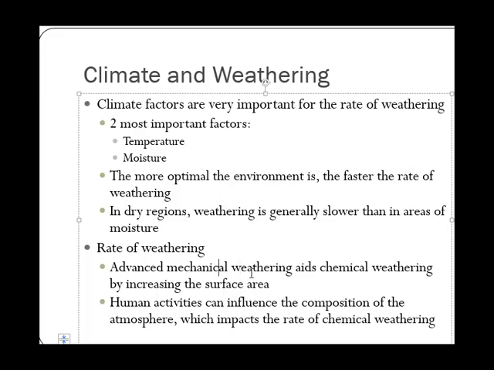Okay, so advanced mechanical weathering aids chemical weathering by increasing surface area, which means if you have more physical weathering, which means the rock breaks apart, well then more of the rock is exposed to the chemical elements. So one type of weathering actually helps the other types of weathering, and also human activities can influence the composition of the atmosphere, which impacts the rate of chemical weathering. If humans release pollutants or chemicals into a river or into the area, that tends to change the chemical composition and could increase weathering.